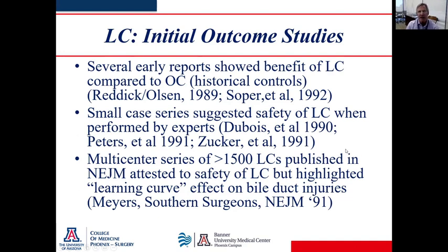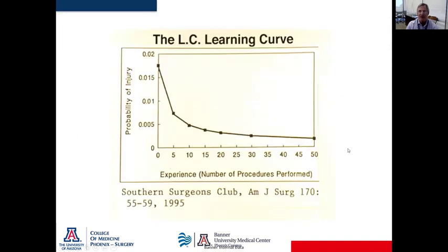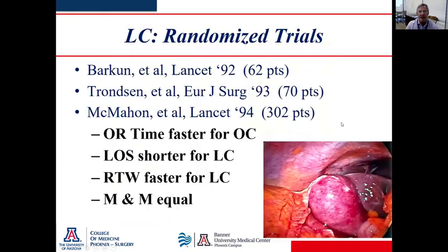And it was worried that in the presence of severe acute cholecystitis, it might increase the risk of these bile duct injuries. And this shows that learning curve from the Southern Surgeons Club. Now, the randomized trials were in 92 and in 93, 94, and it showed that the operating time at that time for open cholecystectomy was faster, but everything else was better for lap chole.